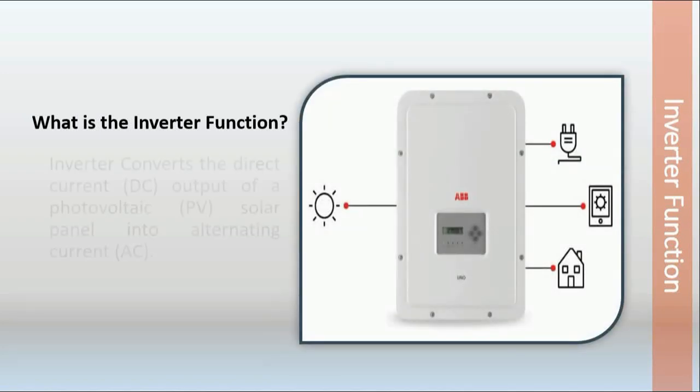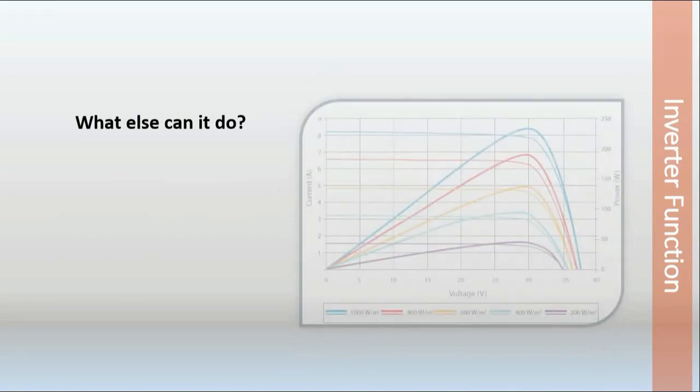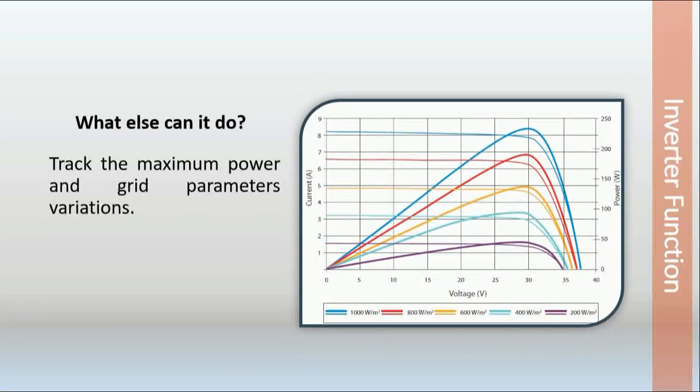So the inverter's function is to convert the DC power into AC power so that we can use it in our home appliances. There is another function these inverters do, which is to track the maximum power and also track the grid parameter variation, like voltage and frequency.